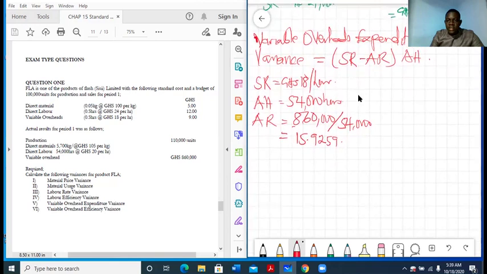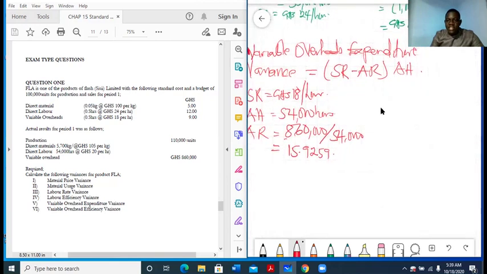All right. So to get our variable overhead expenditure variance, we take our standard rate, which is 18, minus the actual rate, which is 15.9259, measured at actual hours of 54,000.